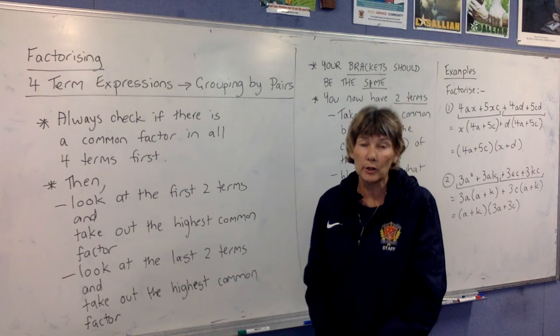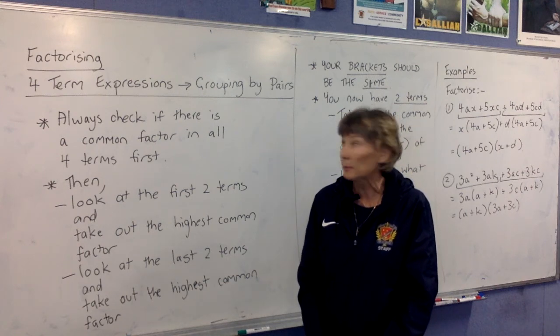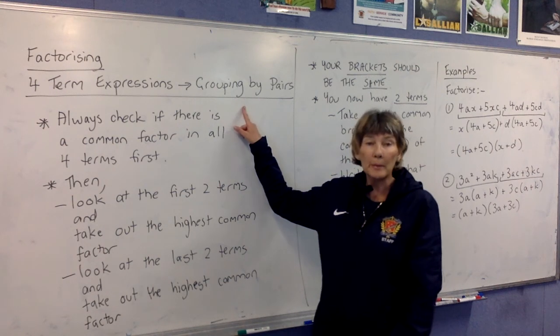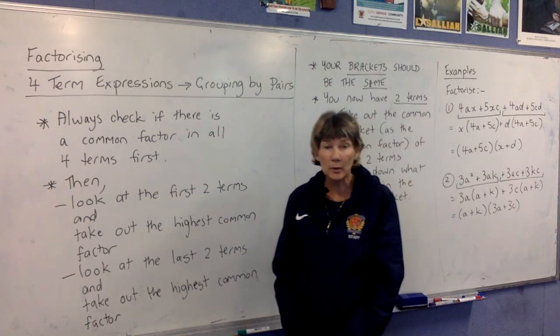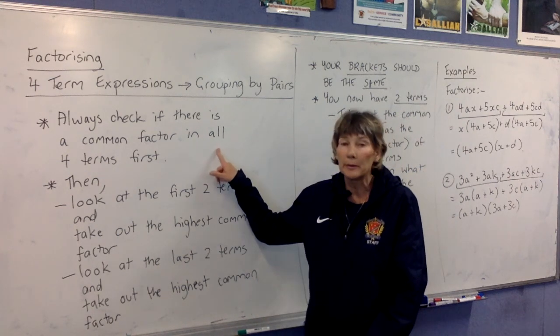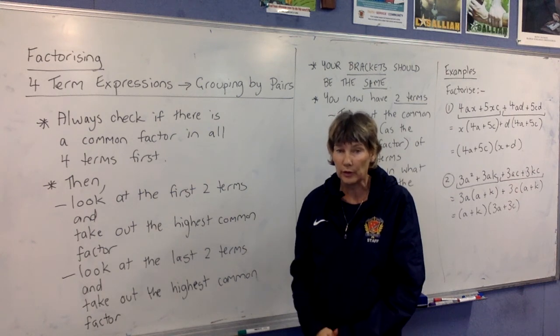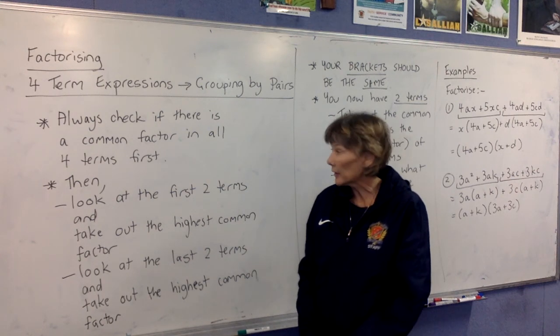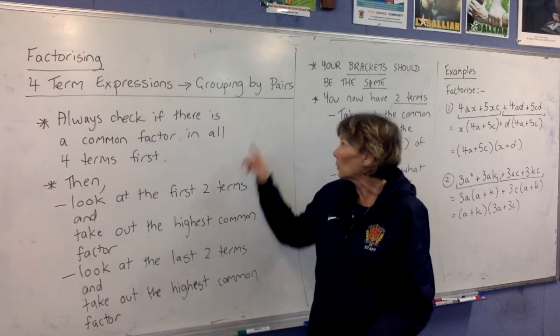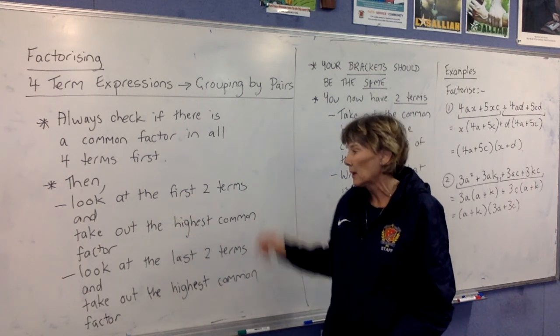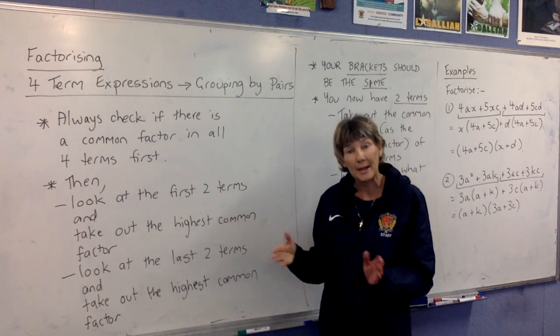The last thing we had to do was factorising four-term expressions. We call the method grouping by pairs. So firstly, as always, you've always got to check for a common factor in all four terms first. Then after that, you're going to look at the first two terms as a pair. That's why it's called grouping by pairs. And the last two terms as a pair.